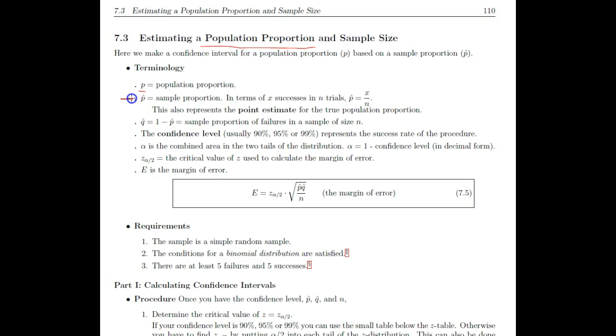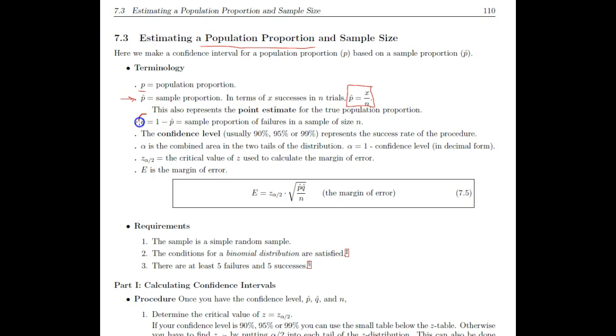P hat is how this is read, and that's going to be your sample proportion, which I'm sure you can guess would be the best estimator for the population proportion. Here's some notation: P hat equals x over n. That's just how you find a proportion, right? You take how many successes you have and divide by the total number of things you are analyzing.